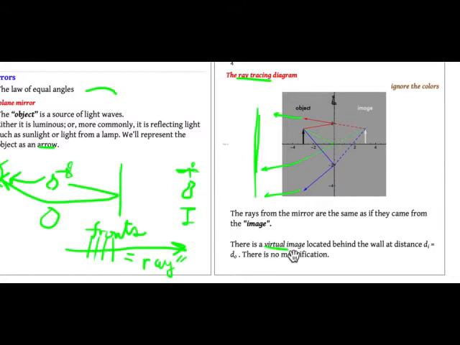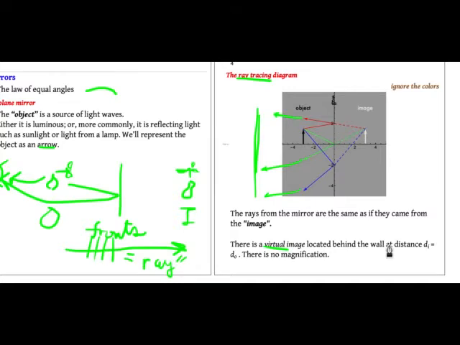Virtual in the sense that there are really no light rays coming from this arrow. It's just that the light rays that are coming from the mirror are coming in the same directions as if they did come from this arrow on the other side of the wall.